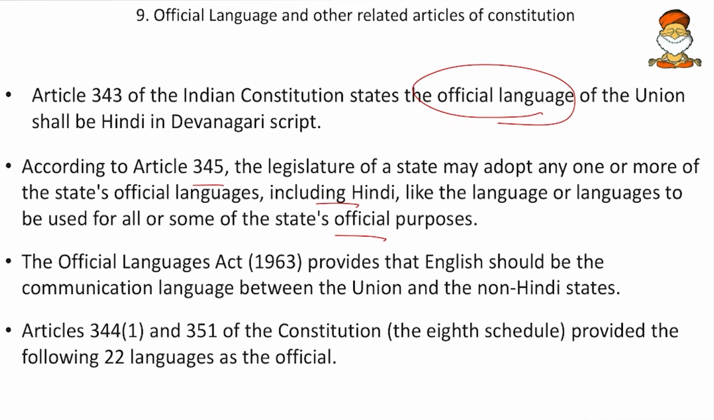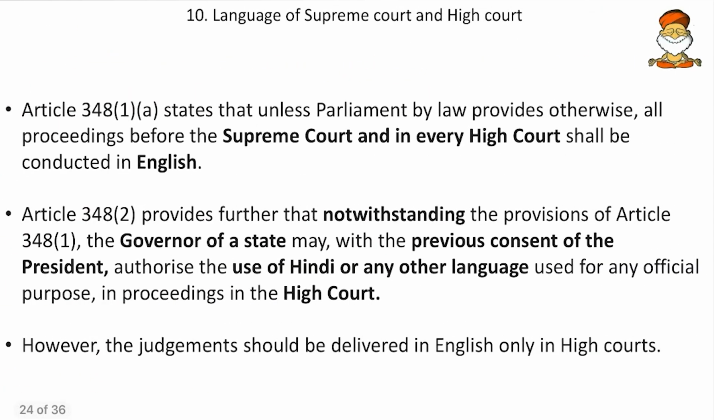of the official languages. Then the Official Languages Act 1963 provides that English should be the communication language between the Union and the non-Hindi states. So no states should communicate in Hindi for a non-Hindi states. So a matter of bonhomie is being depicted under this clause. And then Article 344 clause 1 and 351 of the Constitution provide that there is an 8th schedule and there are 22 languages in that schedule. So these are some of the articles in the Constitution related to the official language.